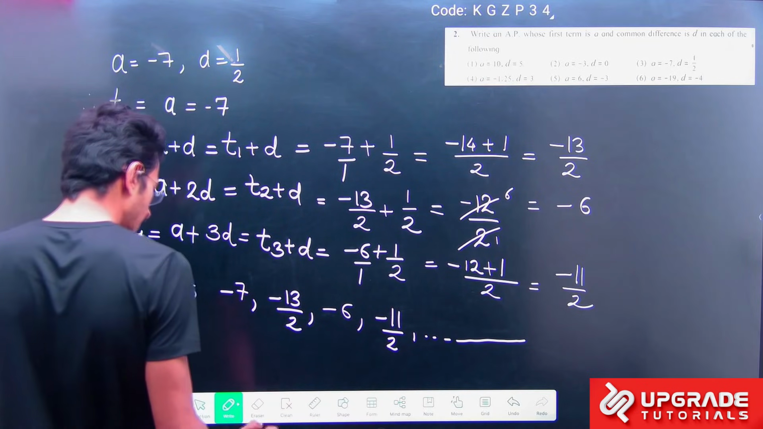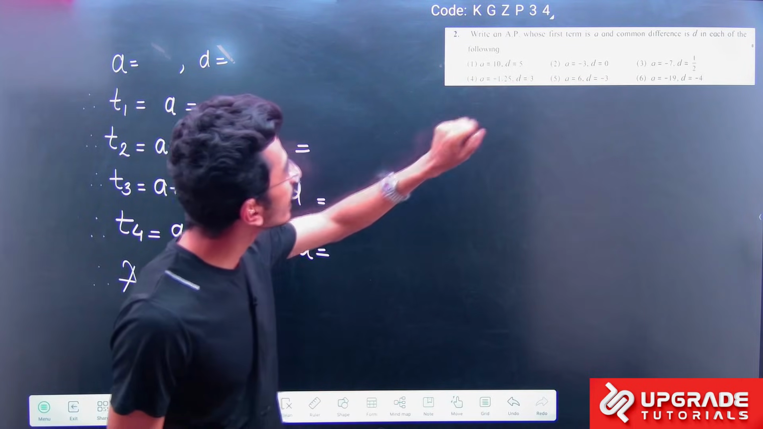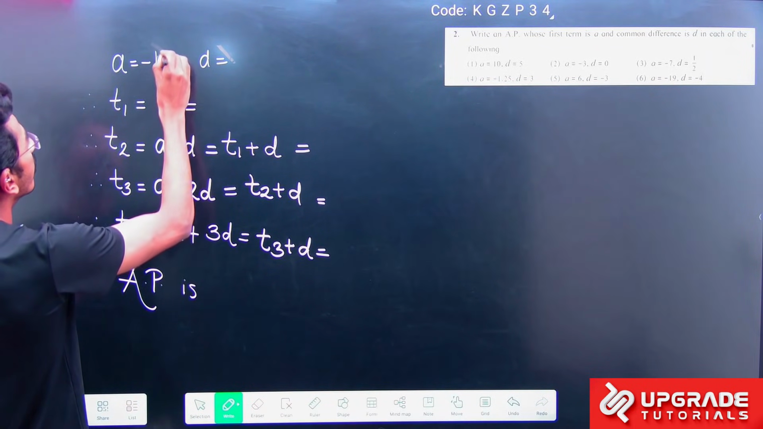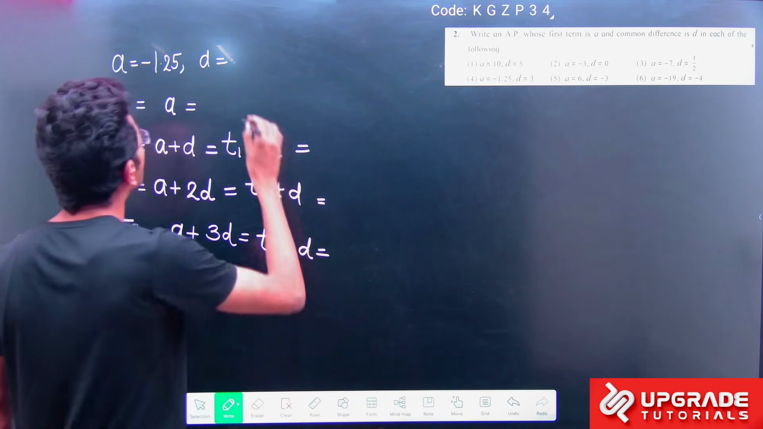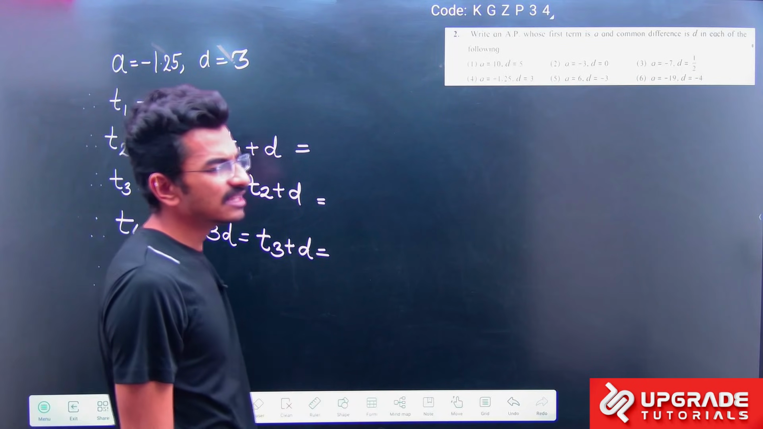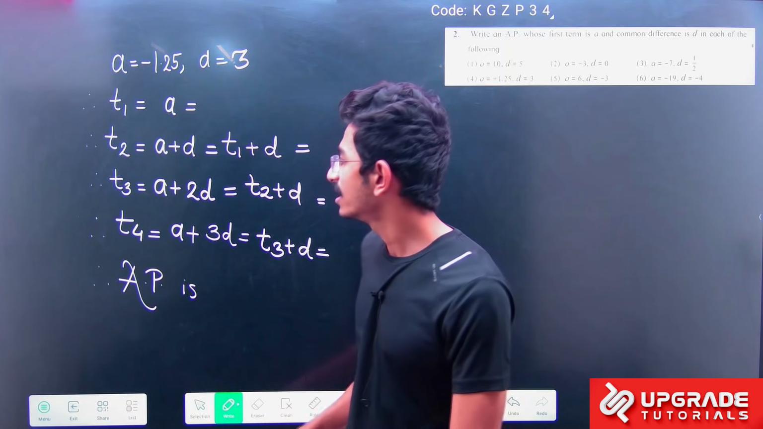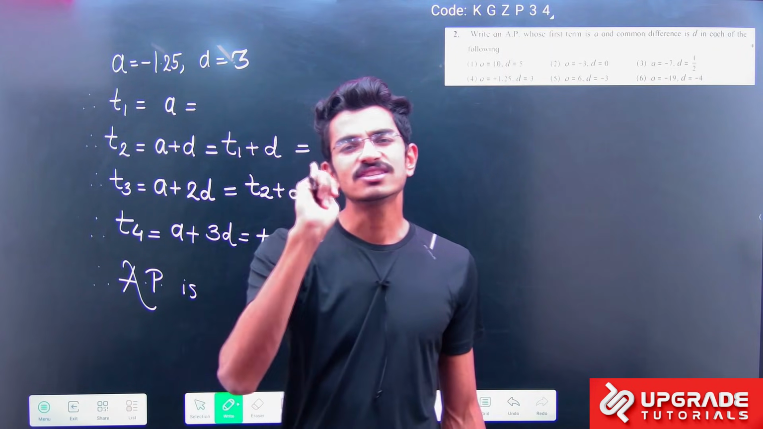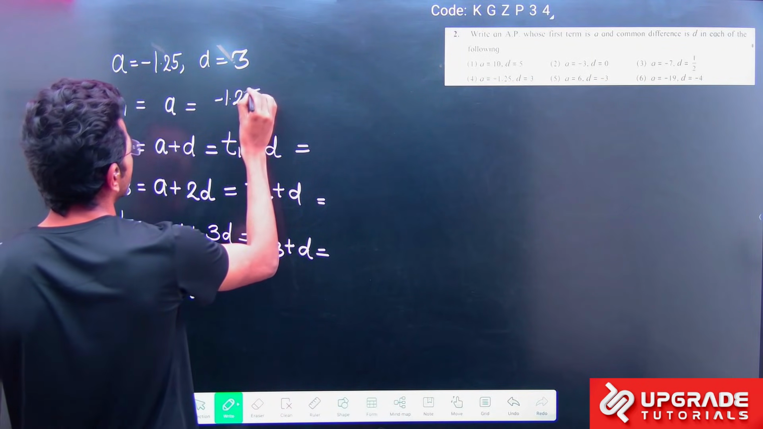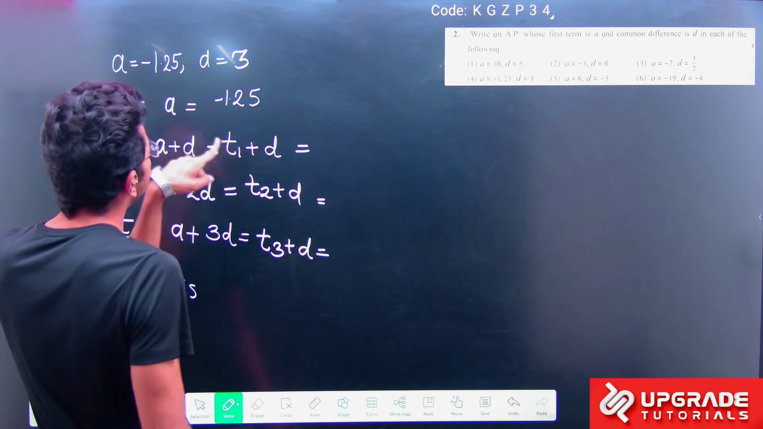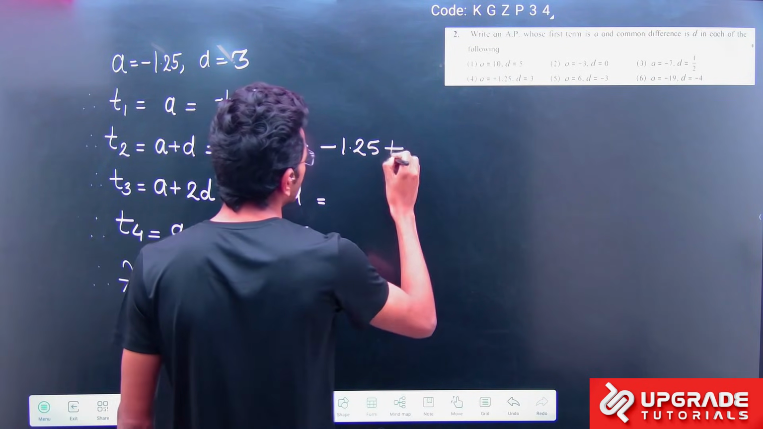I'll not erase everything, I'll keep the formulas and just erase the values. A is minus 1.25. So what is the value of D? D is 3. Basically, if you don't remember the formulas, there is no rocket science to remembering them, but still anyone can write T1. It is just the first term, the A term, the given term. Given minus 1.25. Yes. Next, T1 plus D. What is T1? Minus 1.25, and plus 3.